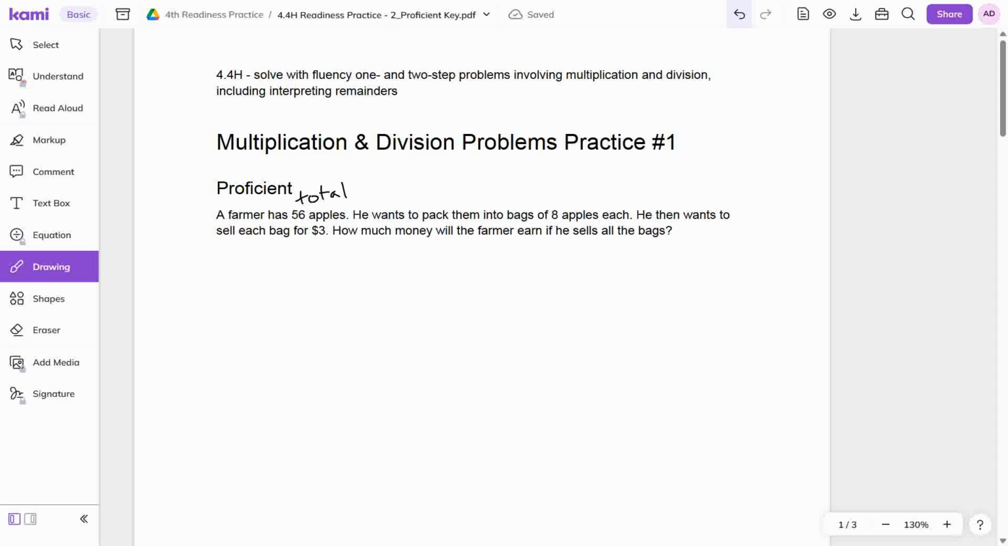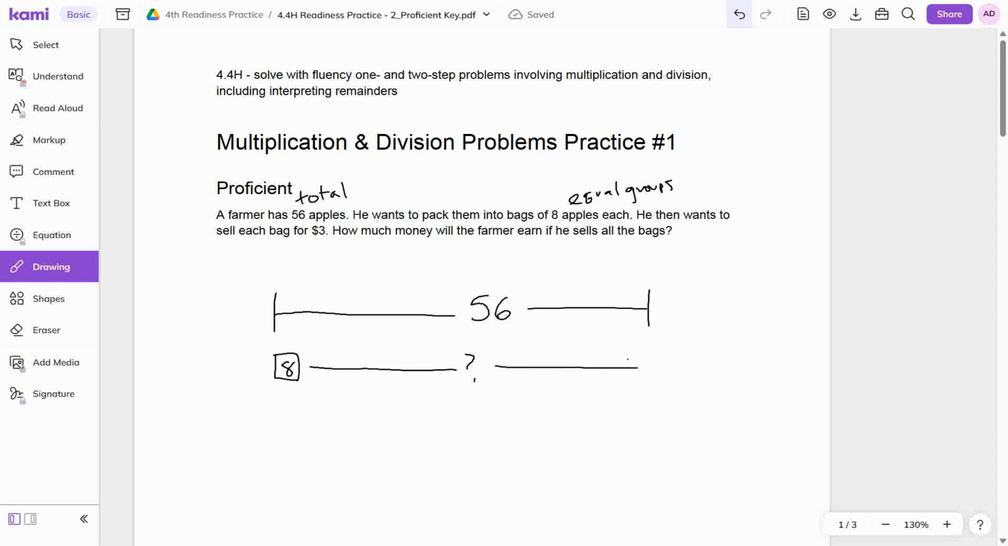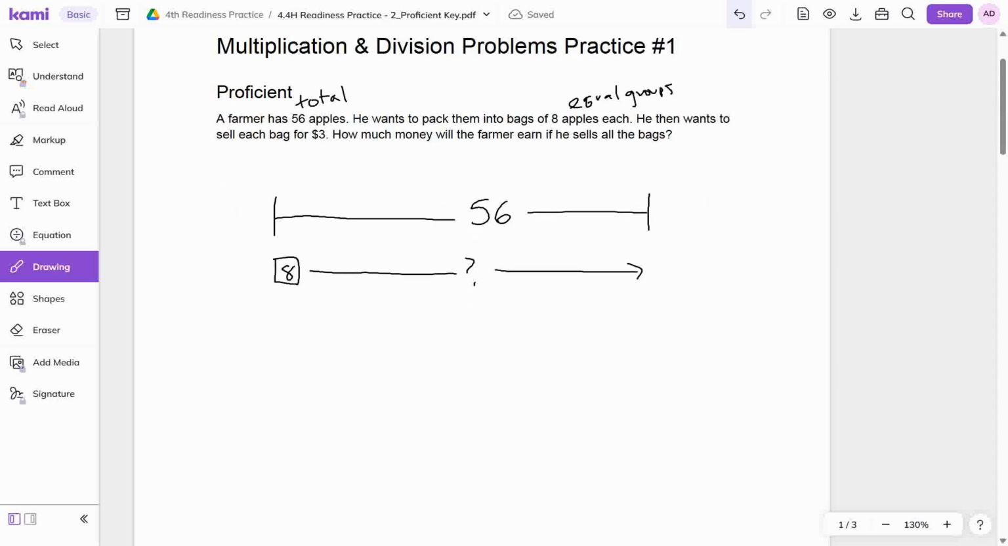So when I have total and then I've got equal groups, right, that lets me know that I'm dealing with multiplication or division. And when they give you the total, typically they're going to want you to divide that total by the number of groups or the number in each group. So I'm going to put my total up here, 56 apples. I'm going to put them into bags of 8 each. So the question is, how many 8s can I get out of 56? And so the first part is going to be this 56 divided by 8. All right, so that's going to give me 7.